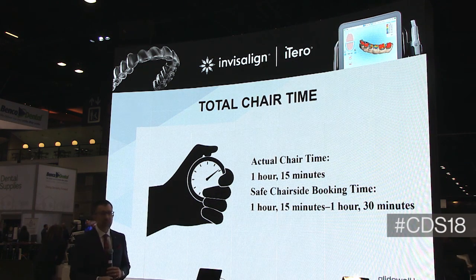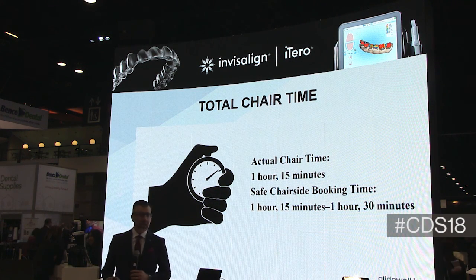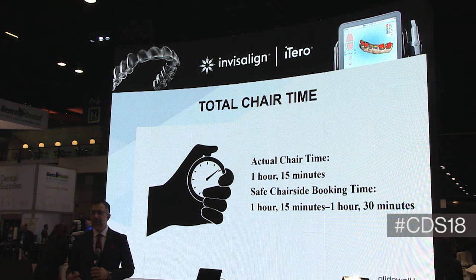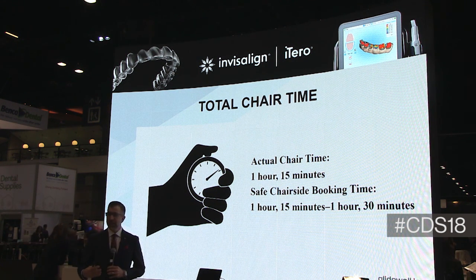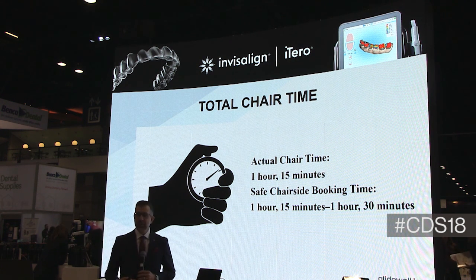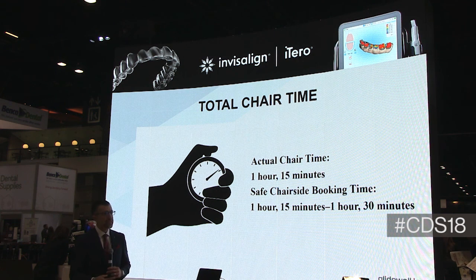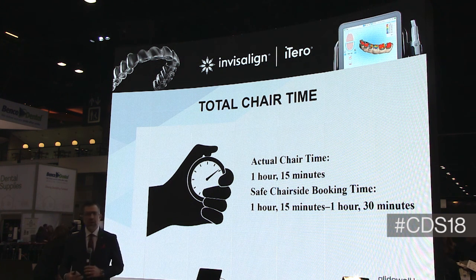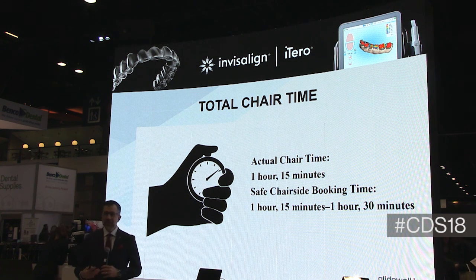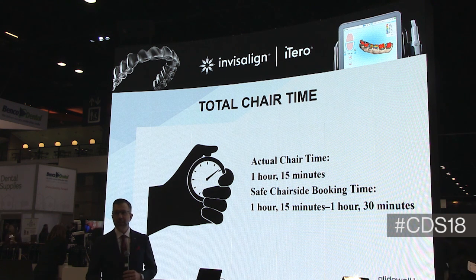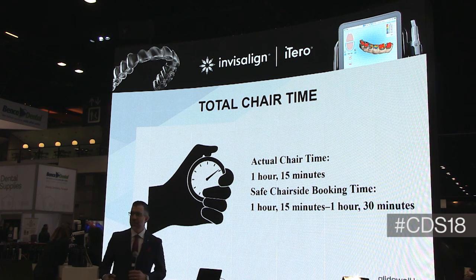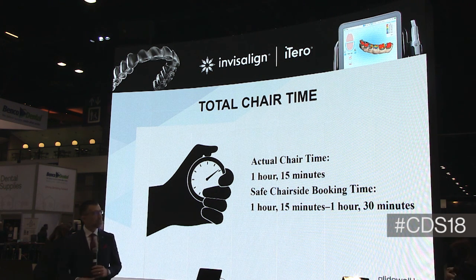Actual chair time for this case was about an hour and 15 minutes. However, for a Camouflage Now case, I try and tell my staff when I diagnose it and treatment plan it, it's going to be a Camouflage Now case, and tell them exactly how much time to book for that patient. And for these cases, I'm booking an hour and 15 minutes to an hour and a half. And once again, for your first few cases in your office, I'd recommend booking an extra 30 minutes. So about 2 hours for each of these first two cases.